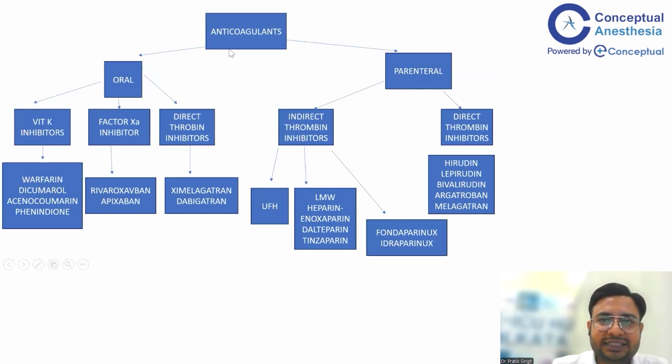Now coming to the anticoagulants, we are going to classify them into two parts: the drugs that can be given orally and the drugs that can be given parenterally. The oral group includes vitamin K inhibitors, most commonly warfarin, dicumarol, acenocoumarol, and phenindione. The oral drugs that act on factor 10A are rivaroxaban and apixaban. We can see in the name, X and A, it acts on factor 10A. So this is a factor 10A inhibitor.